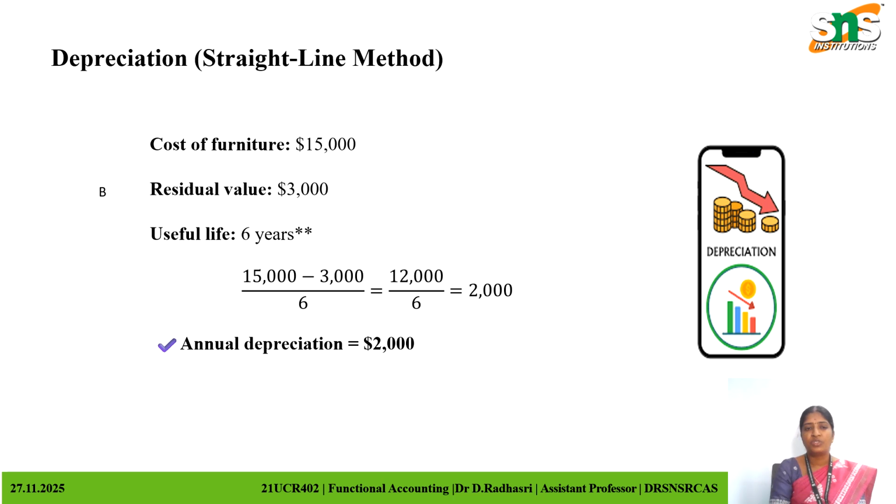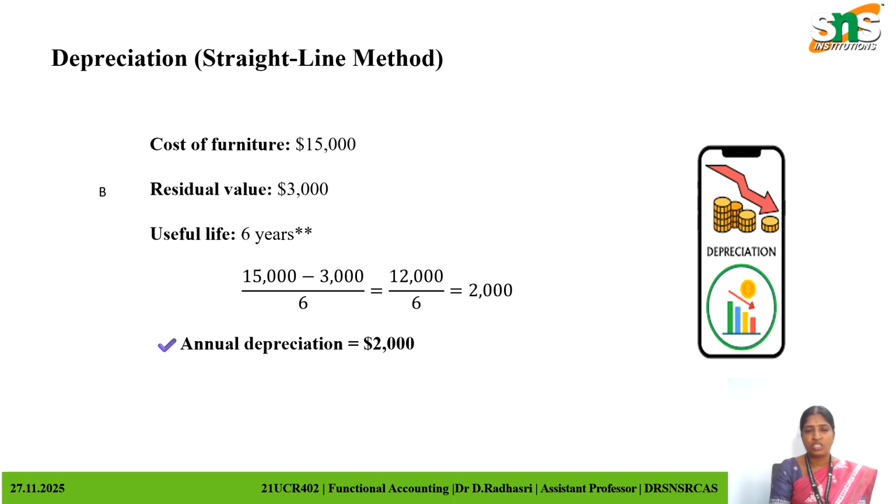It reduces the resale value of the cost of furniture. It is spread as a percentage over the useful life of the years. This is the calculation of the straight line method, how we do it. The straight line method is calculated in this way.